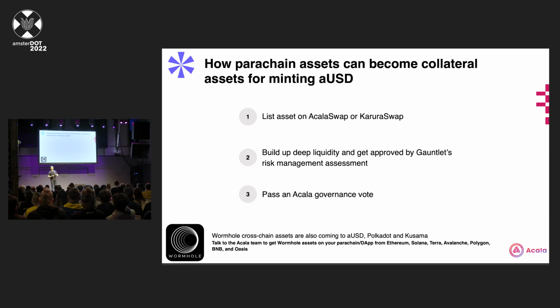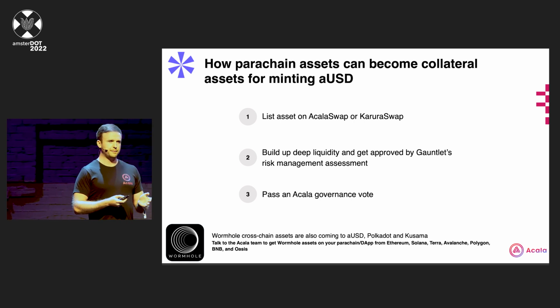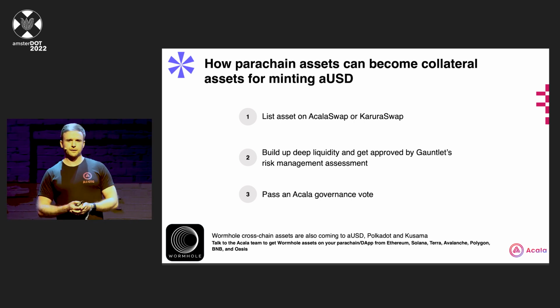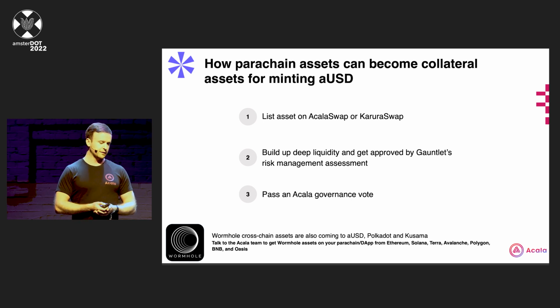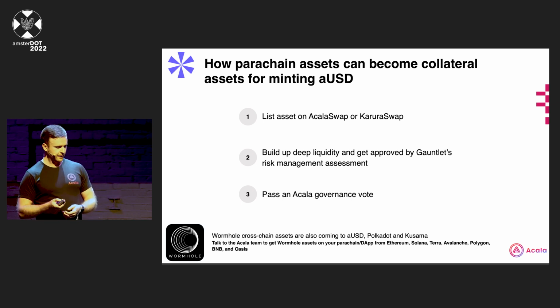Let's say for Kintsugi, for KBTC, which I'm really excited about on the Kusama side, KBTC will be coming to Karura paired with aUSD. The goal is to get liquidity deep enough, to the point where Gauntlet, our financial risk assessor, will be able to accept it as a collateral for people to mint aUSD. So once it passes an Acala governance vote, KBTC would become a collateral asset on Karura. Oh, let me go back.